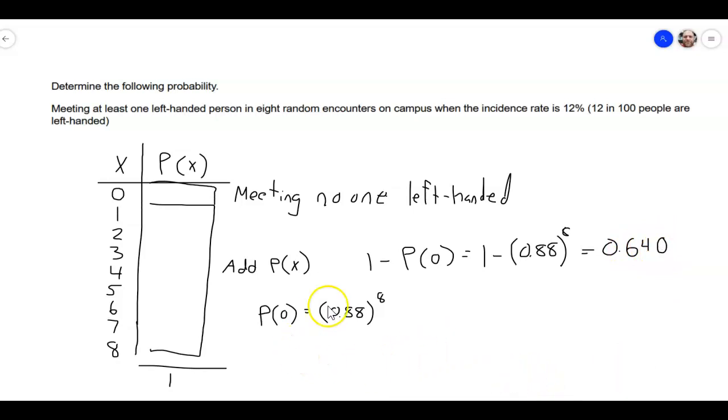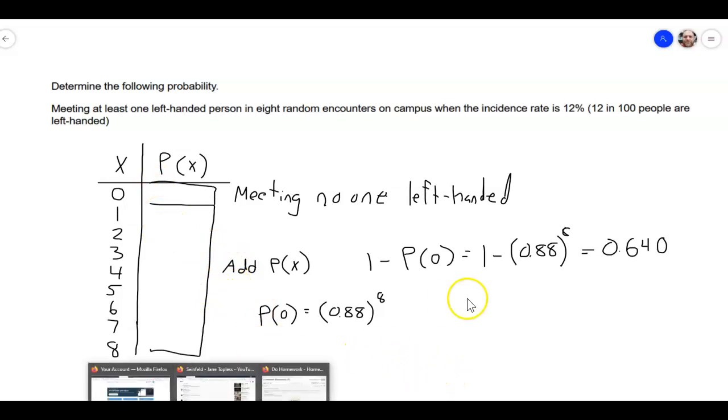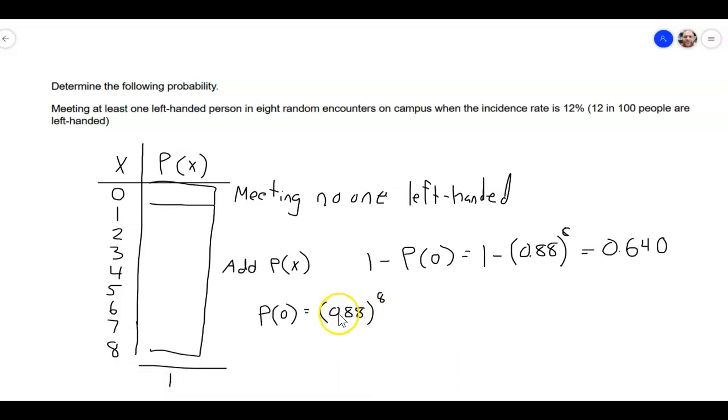All right, so it is pretty confusing. We really have to be able to set this up and understand what we're doing here. We can also put this into our calculator, and there's a binomial probability distribution function there. If anybody wants to know how to do that, just let me know, but it is a little bit beyond the scope of this course.